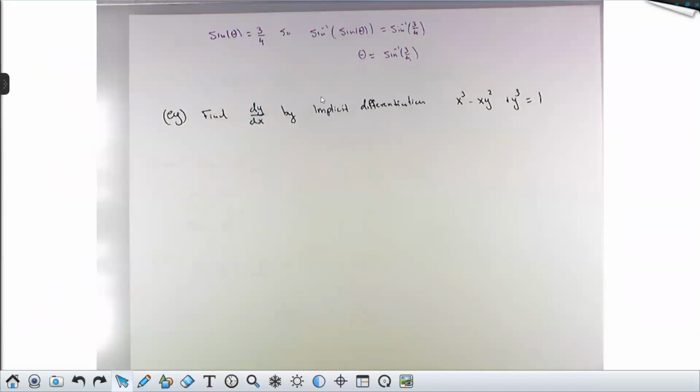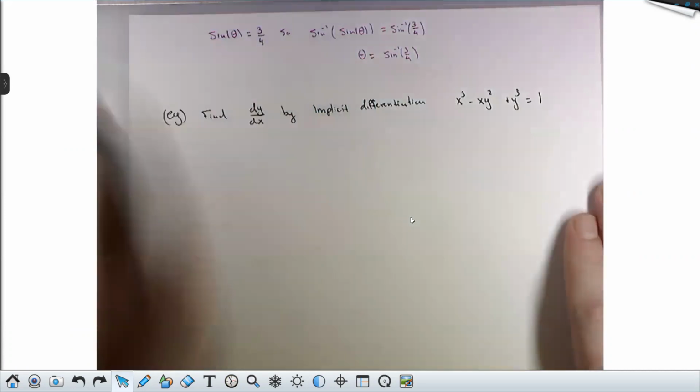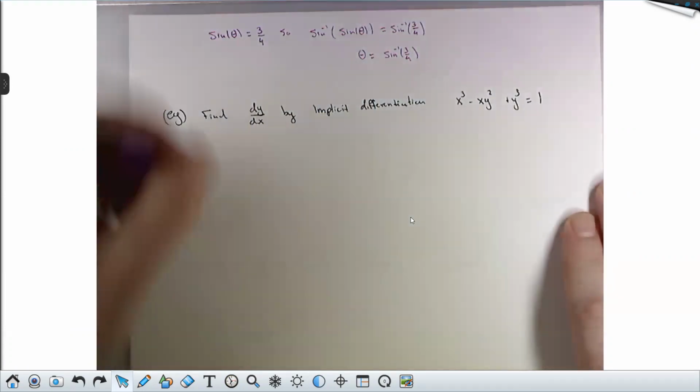So they say find dy dx using implicit differentiation. If they didn't say to use implicit differentiation, we could try to solve this for y first. But what you would discover is that it's actually impossible to solve this equation for y. It cannot be done in any nice way. So implicit differentiation really is necessary, and the way we're going to do it is by applying d dx to both sides.